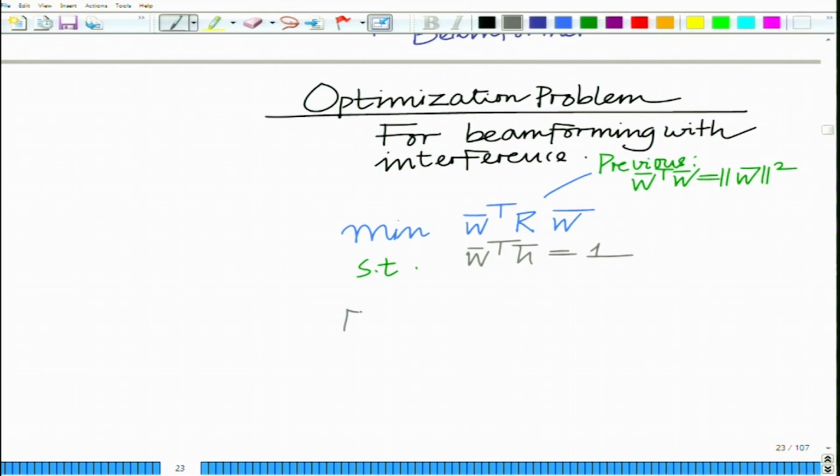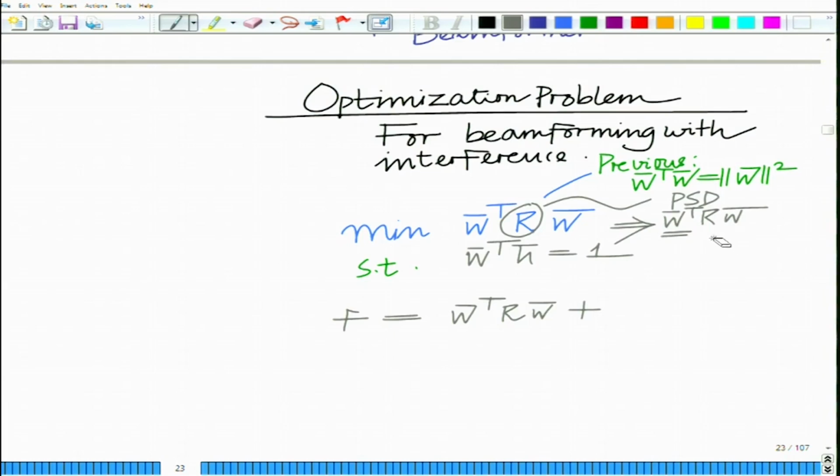All you have to do now is form the Lagrangian f, which is W bar transpose R W bar. Now again, remember the covariance matrix R is a positive semi definite matrix, which implies W bar transpose R W bar is convex. That is always important to check. So this is a convex optimization problem because the objective function is convex. That is something that you have to verify at each and every stage, that you are indeed solving the right kind of problem.